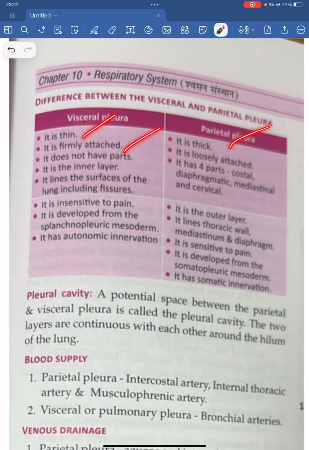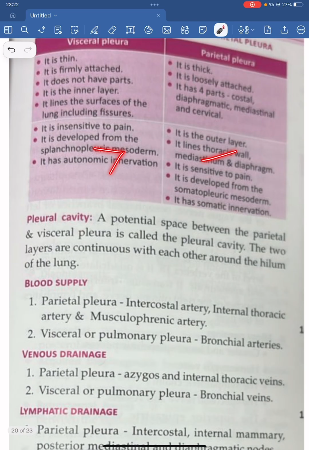So here are some points about visceral and parietal pleura. Thin, thick; firmly attached, loosely attached; does not have parts. Parietal has four parts: diaphragmatic, mediastinal, costal, cervical. It lines the surface of the lungs, including fissures. It is insensitive to pain. It is the outer layer developed from. So these are not required. You can refer to that.